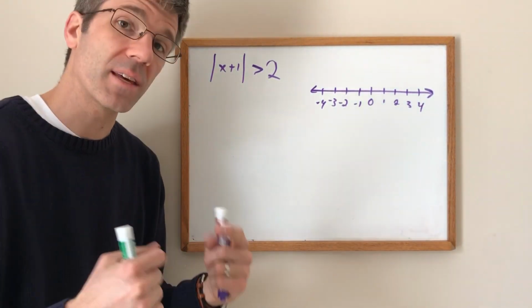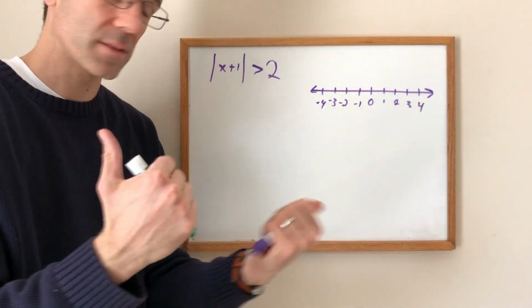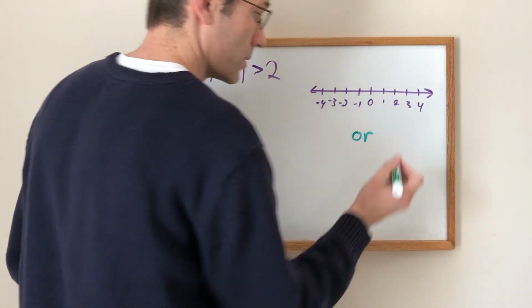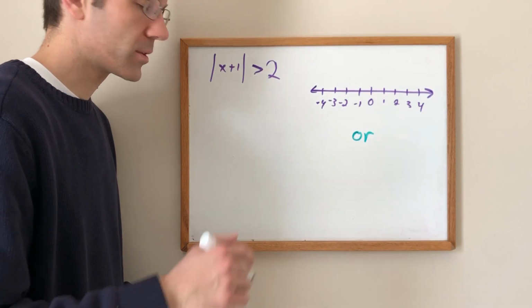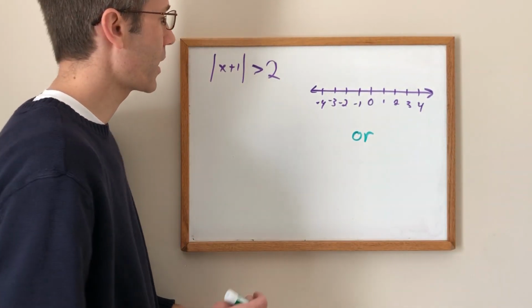And as I say that, I'm thinking of the very first example we did that had a greater than in it, and it went out like this. It started with a greater than, and it goes out. That is an or issue. Now, there's a mathematical symbol that represents or. I'm not going to go there in this problem right now.